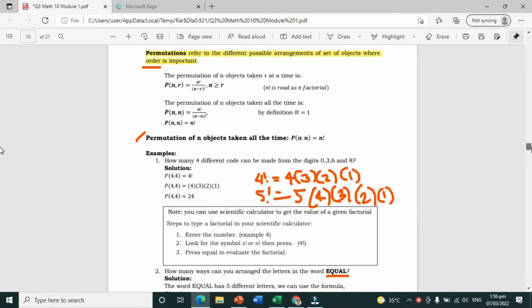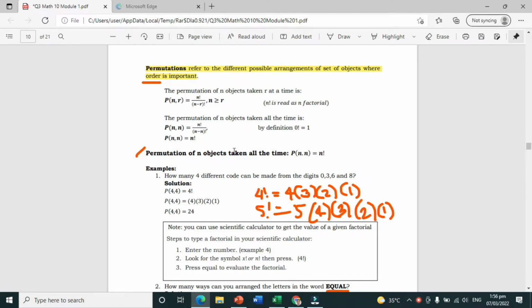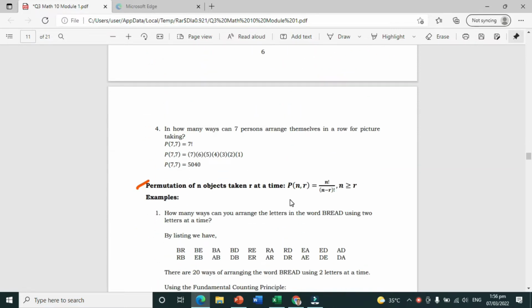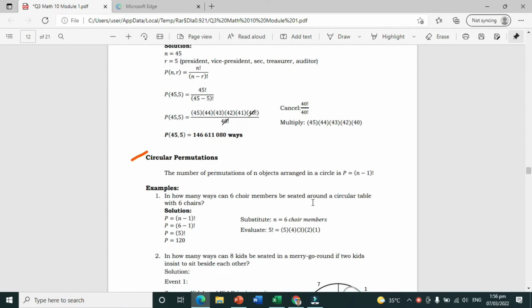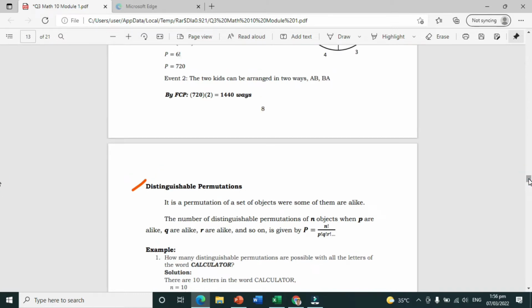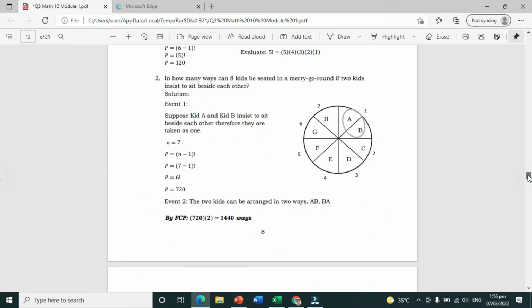So balikan natin. Meron tayong permutation and objects taken all the time. Tapos permutation of n objects taken r at the time. Circular permutations. And lastly, we have distinguishable permutation. Are we ready, learners? Okay, let's go.